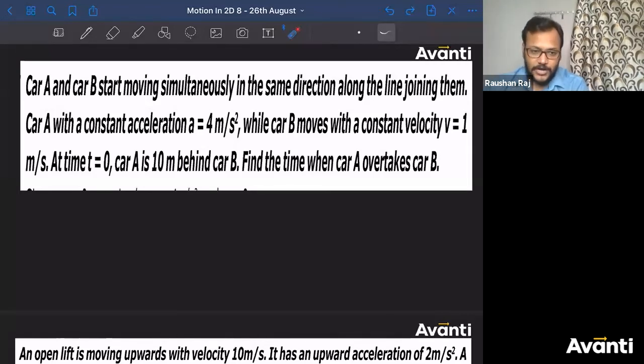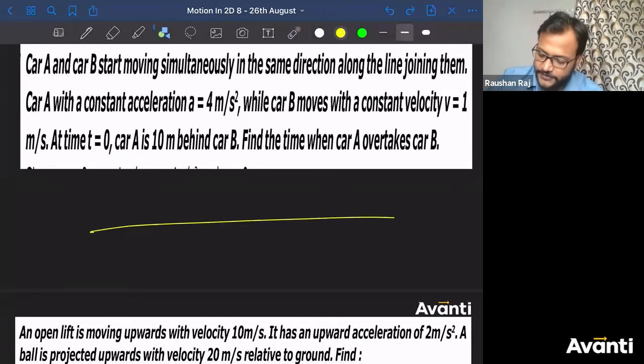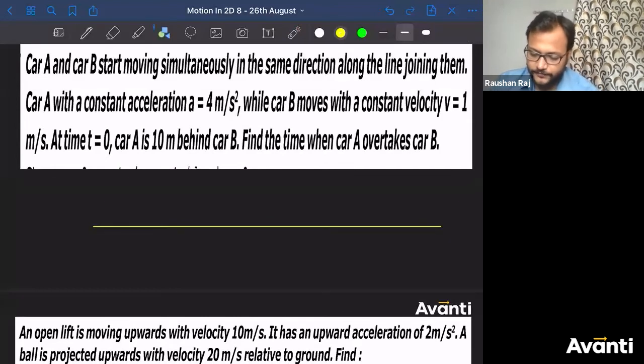So two cars A and B start moving simultaneously in the same direction along the line joining them. Car A moves with constant acceleration a equal to 4 meter per second square, while car B moves with constant velocity 1 meter per second. At time t equal to 0, car A is 10 meter behind car B. Find the time when car A overtakes car B. Some such condition is there. This is the path.